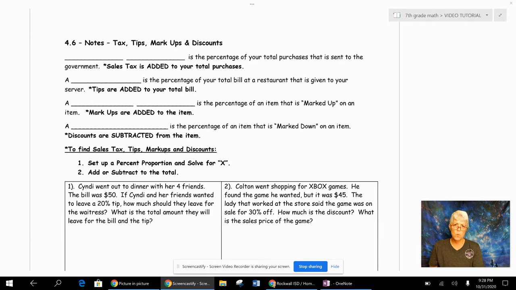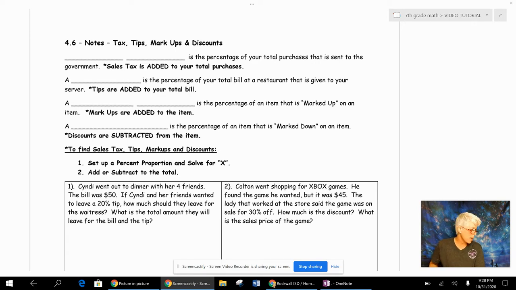So we can know what the tax is, we can know what the tip is, we can know what a markup or a discount is by doing what we've been doing for the past couple days, setting up a proportion and solving it. Of course, all of this is way easier with a calculator, and eventually you'll get to just use a calculator on it, but it is important to understand the process of it and what's going on. So let's go for it.